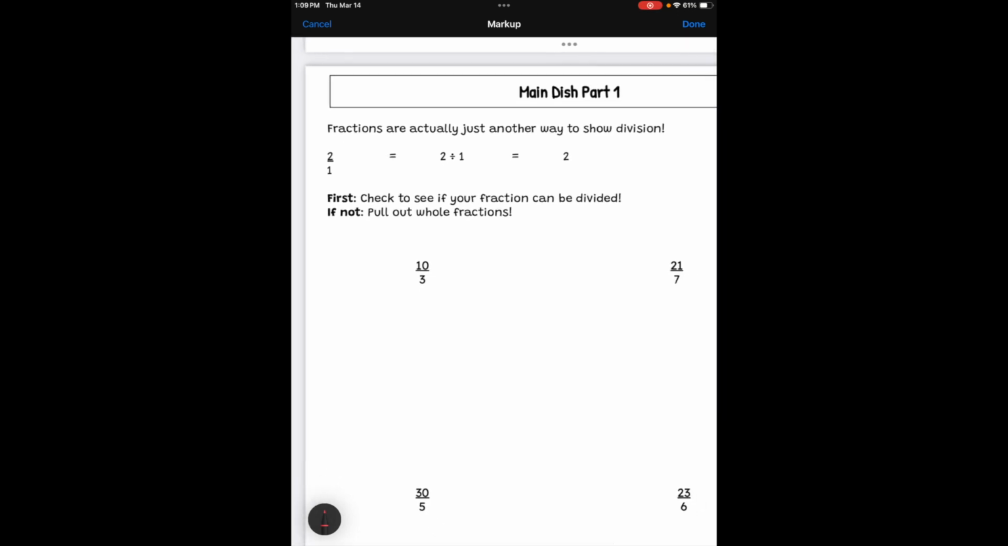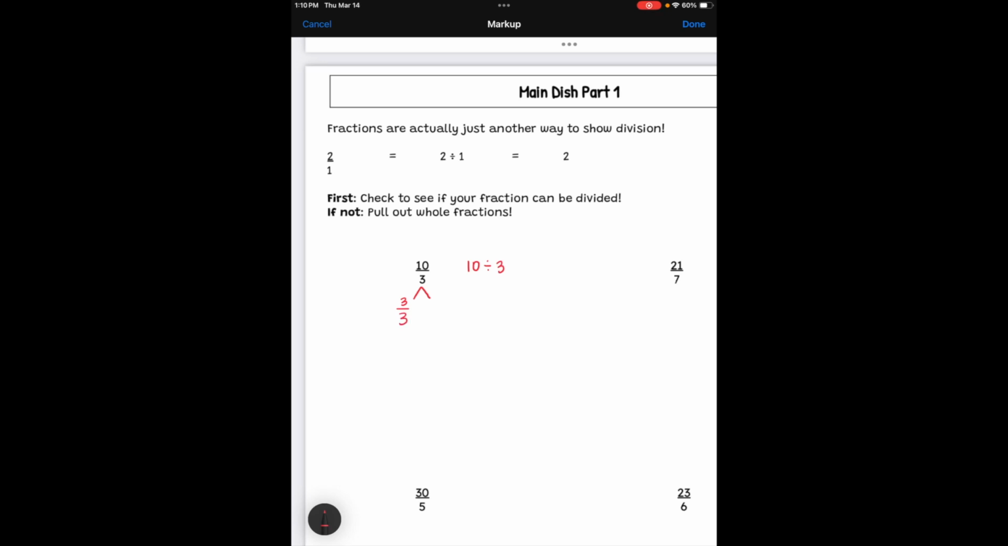So we're going to be working with some improper fractions. We're going to check to see, can we divide these fractions out and get a whole number? And if not, we're going to try and pull out wholes to get a mixed number as our final answer. Looking at the improper fraction 10/3, I'm asking myself, can I do 10 divided by 3? I don't end up getting a whole number when I do 10 divided by 3, so instead I'm going to start to decompose. We've done this in the past where we pull out a whole.